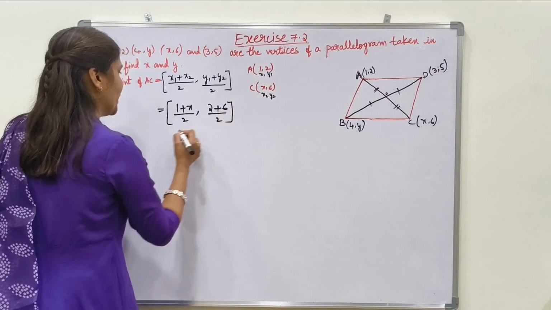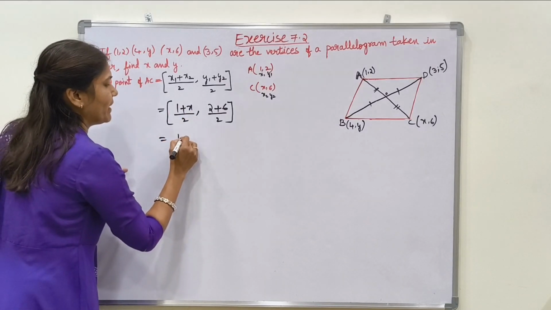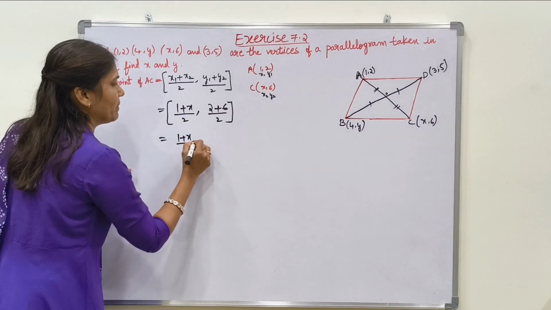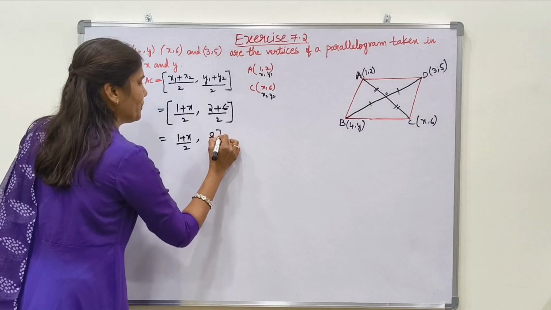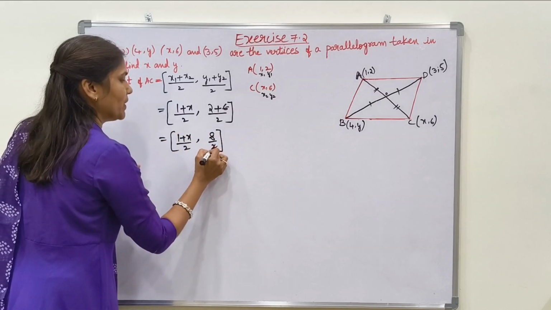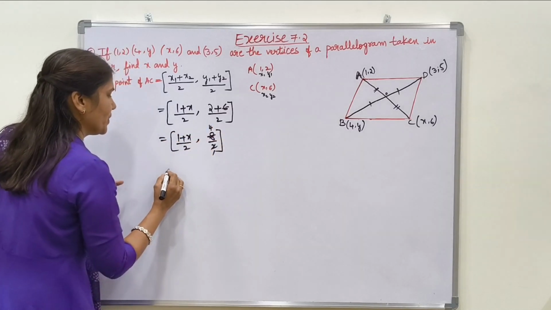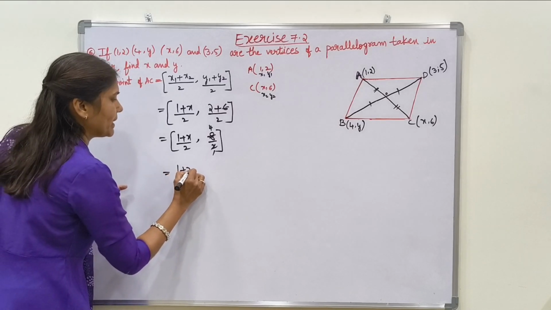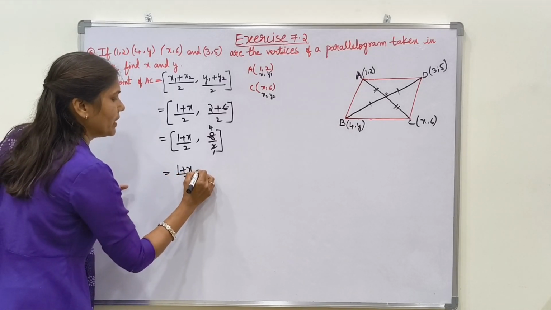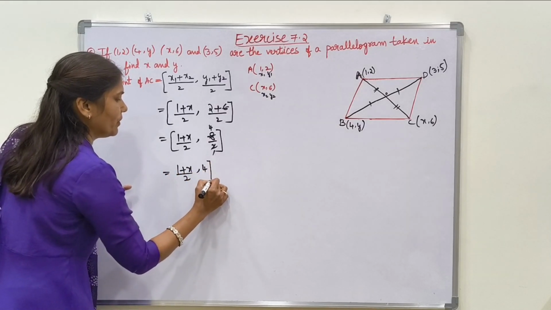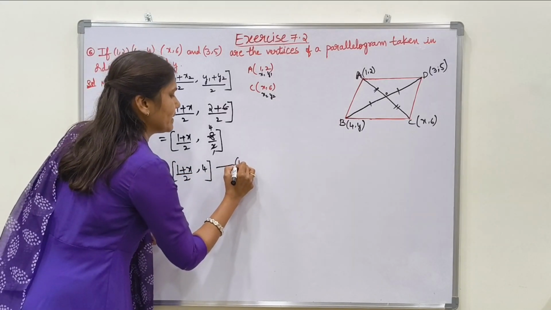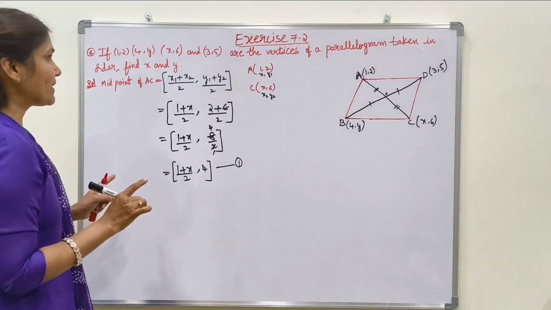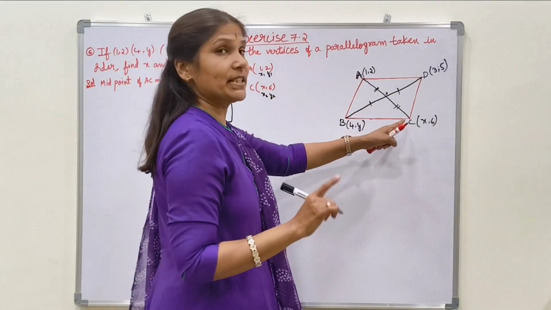Now see here, 1 plus x cannot be simplified, so keep it like this: (1 plus x) divided by 2. 6 plus 2 is 8 by 2, and cancelling, 2 ones are 2, 2 fours are 8, so it is 4. So the answer is (1 plus x) divided by 2 comma 4. Write this as the first equation. Midpoint of AC is over.